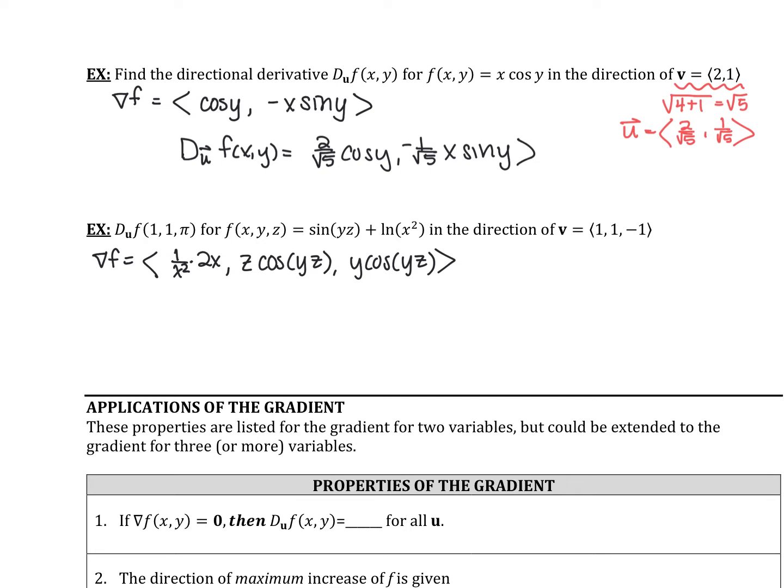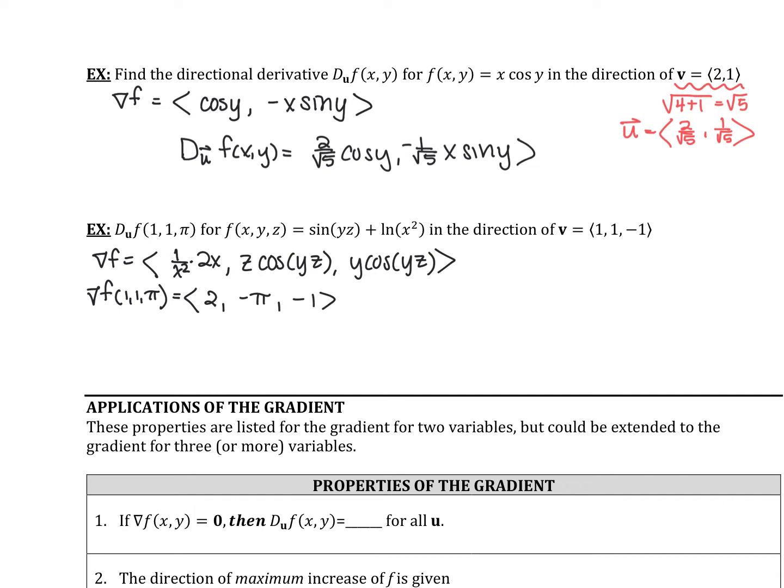Now, this one says we want to evaluate this at a point, so at the point (1, 1, pi). To do that, I'm just going to plug in 1 for x, 1 for y, and pi for z. For this first one, I would get 2 over 1. This next one, I would get the cosine of 1 pi, so cosine of pi is -1 times z, which is pi, so this would be negative pi. And then the cosine of yz, which would be the cosine of pi, which is -1, times the y value of 1, so this would just be -1.